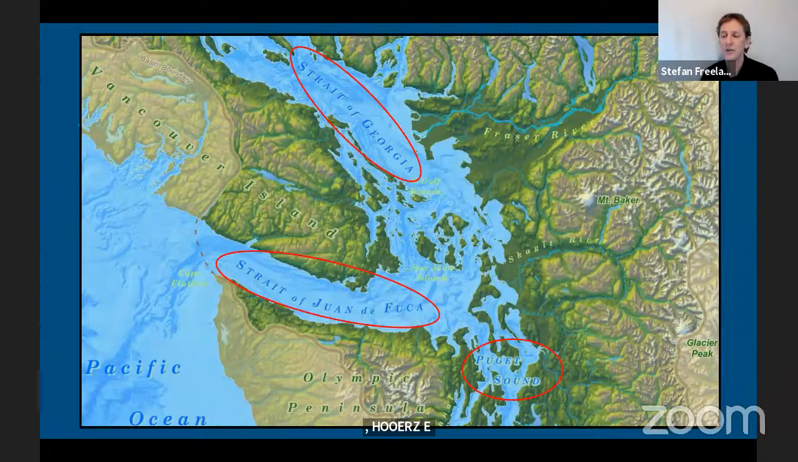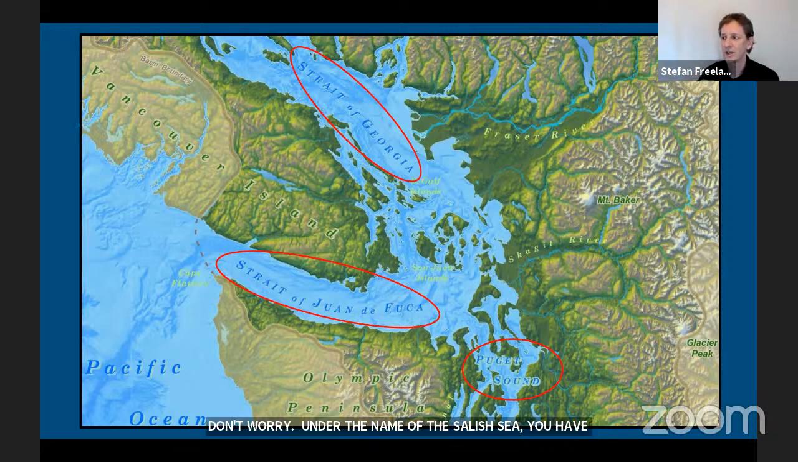And so it was very important to have right there on the map the Strait of Georgia, Strait of Juan de Fuca, Gulf Islands, San Juan Islands, Puget Sound, Desolation Sound. It's on the map. Don't worry. Right there under the name Salish Sea, you still have those local place names that we're all attached to.